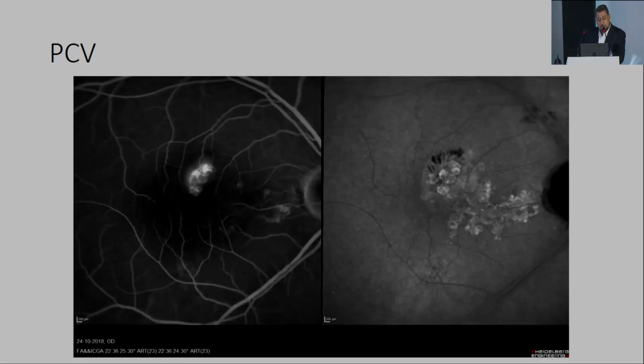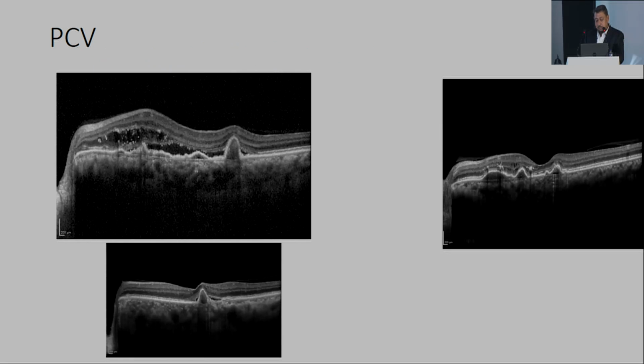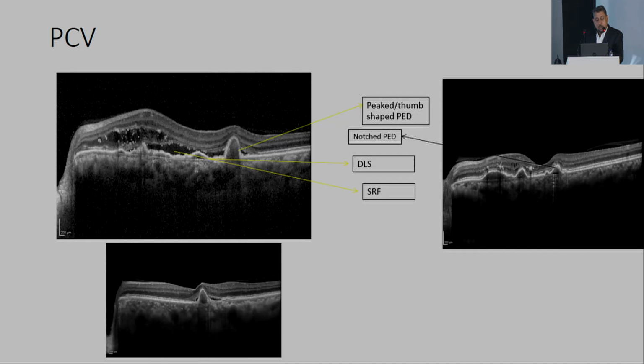So again, PCV, you have multiple modalities. You see basically in PCV, you see a group of polyps, you see a thick branching vascular network, or BVN. That's what you see over here, a BVN with polyps at the tip. And I'm just skipping these two, those are videos. And this is the typical appearance. You see a peaked or thumb PED, notched PEDs, a double layer sign, SRF, and intraretinal fluid. So these are the critical diagnostic features of a PCV in one slide.